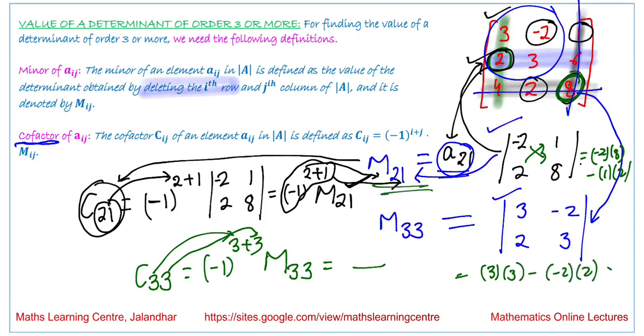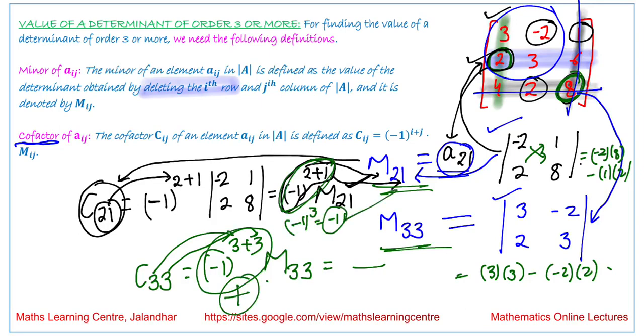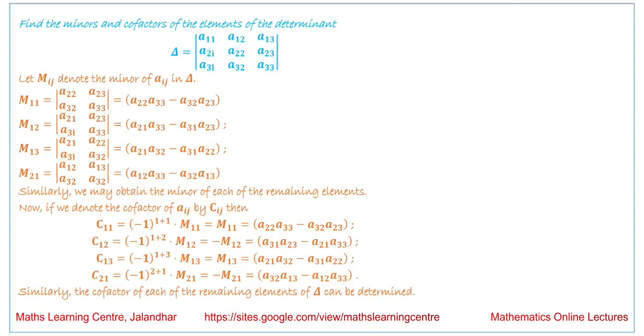These are the values of minors. And when we assign these signs to this, this sign will be positive. From here the sign is minus 1 raised to the power 3, that is minus 1. So when we multiply this value with minus 1, we will get the value of the cofactor. So this thing is explained over here.